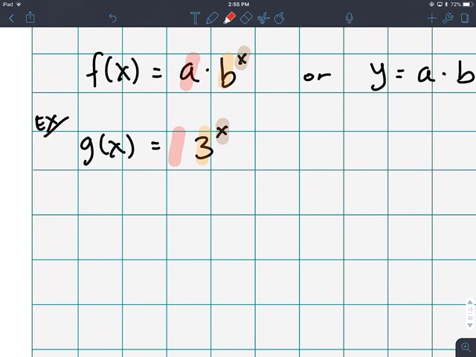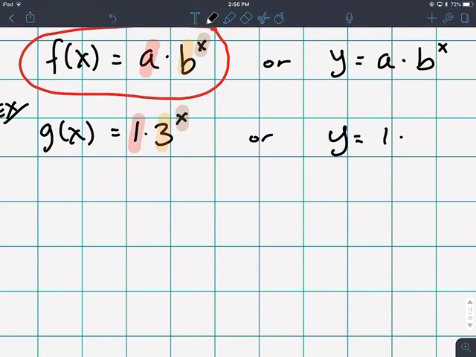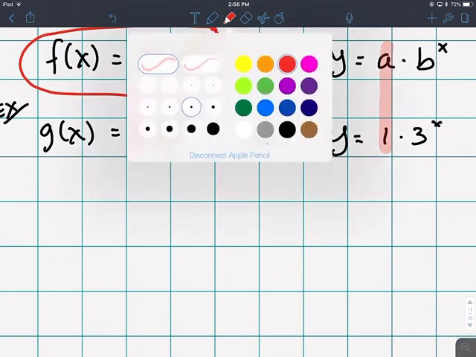And again, this means multiplication. So a times b. So what is that number? And if you don't see a number, it's going to be a 1. So notice that it is g of x equals 1 times 3 to the x power. It is in the same form as f of x is equal to a times b to the x power. Or again, if you want to write it differently, you could write it as y is equal to 1 times 3 to the x power. And again, if you match, you can see which one is which.